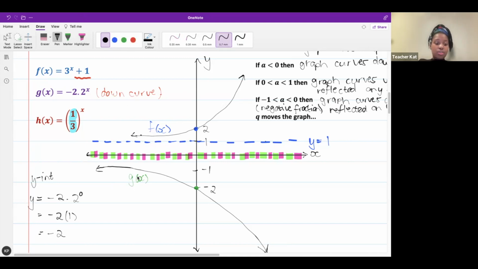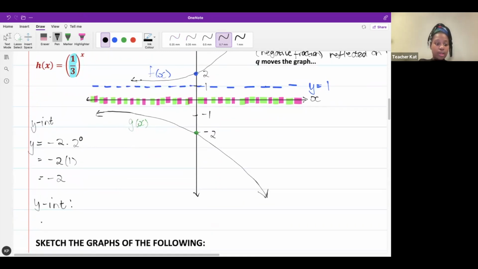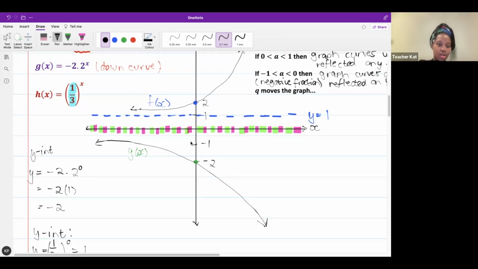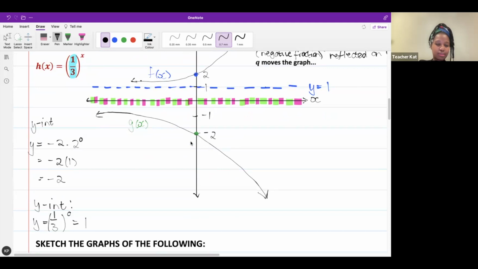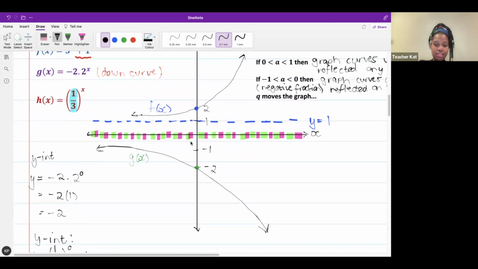All right, now let's look for my y-intercept for this one. Okay, y is equal to 1/3 to the power of 0, which means y is equal to what? 1/3 to the power of 0, which means y is equal to just 1. Did I do that correctly? Yes. Yes.